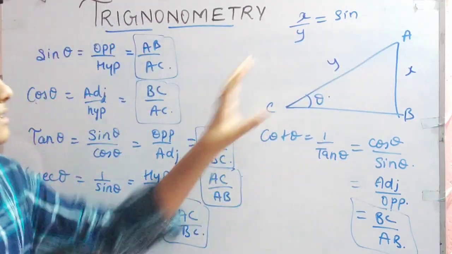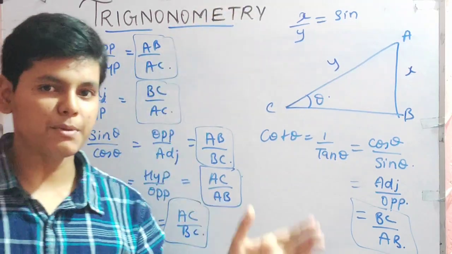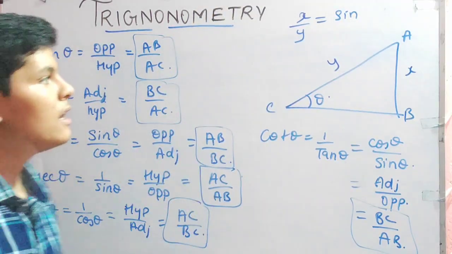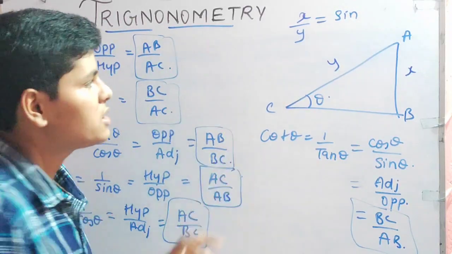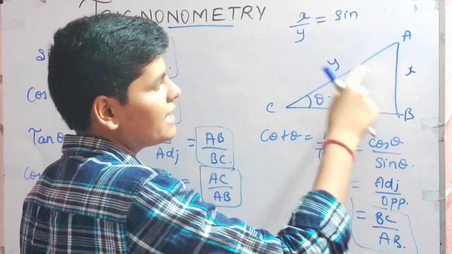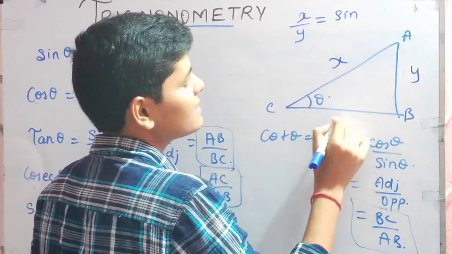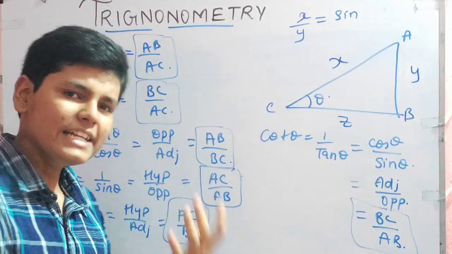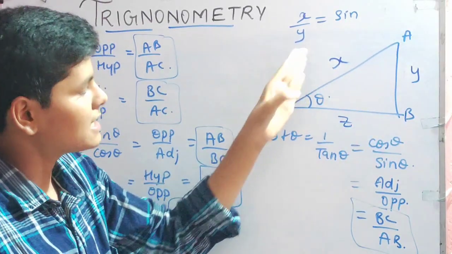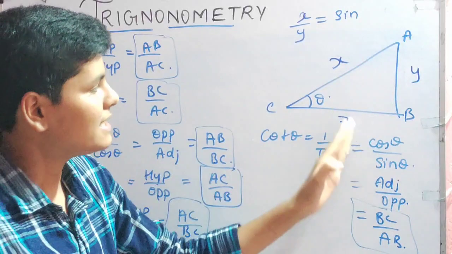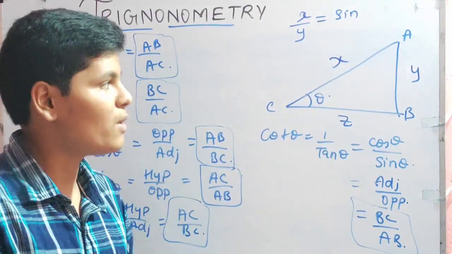Okay. So in this triangle, what is the meaning of trigonometry? Relation between side and angle in a right angle triangle. So how many relations are possible? We can take, for example, this as x, this as y, and this as z. So we have to take the ratio of everything: x by y, y by z, z by x, x by z, y by x. So how many methods are possible?